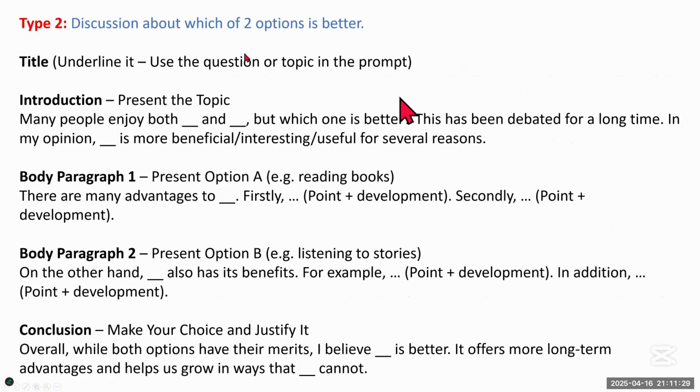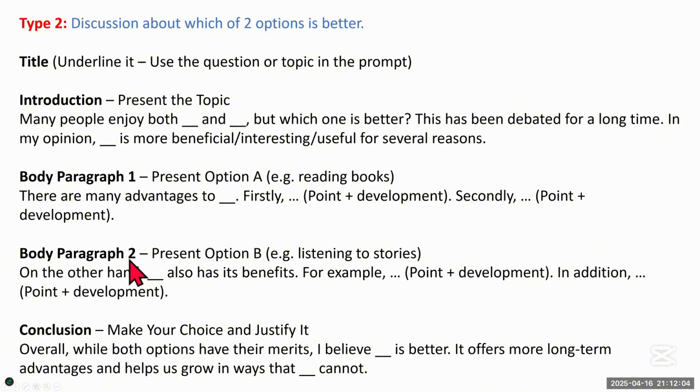We are going to use this template. First, you have the title. In the introduction, start with: many people enjoy both A and B, but which one is better? This has been debated for a long time. In my opinion, choose one, it's more beneficial or interesting or useful for several reasons. In body paragraph 1, present option A. So in this case, it will be reading books. There are many advantages to reading books. Firstly, point and development. Secondly, point and development again.